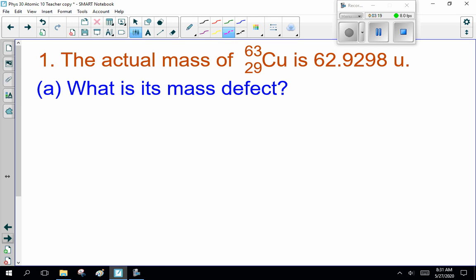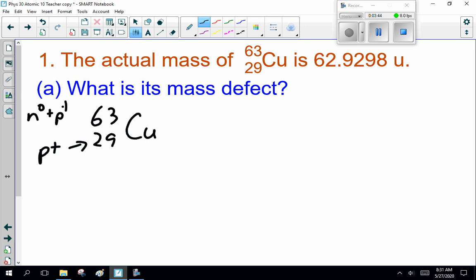So, warm-up problem for you guys. The actual mass of copper-63 is 62.9298 atomic mass units. What's the mass defect? Okay, well, let's start off. Copper-63, 29 is the atomic number, the number of protons. The atomic mass is the top number, the number of neutrons and protons. So, 63 minus 29 is 34 neutrons.